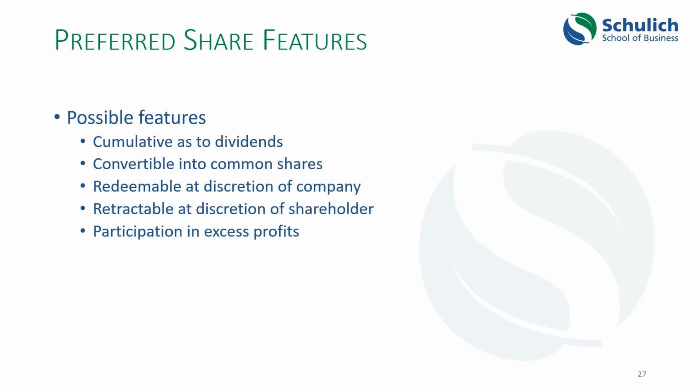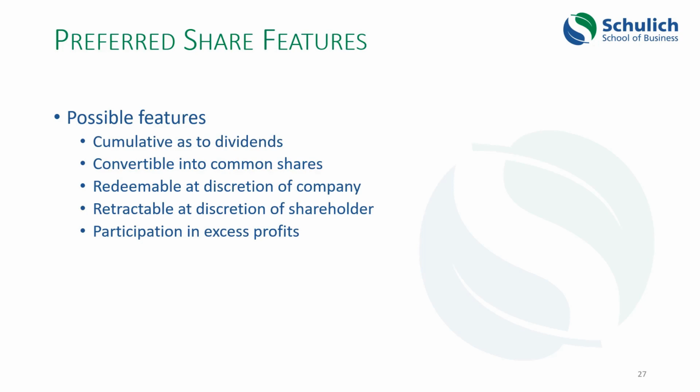What are these features that preferred share might have? Cumulative as to dividends, meaning that the company has to pay all of the back dividends before it can pay any common shares. They might be convertible into common shares. They might be redeemable at the discretion of the company or retractable at the discretion of the shareholder. Those two things just mean that the shares can be canceled either at the discretion of the company or the shareholder.